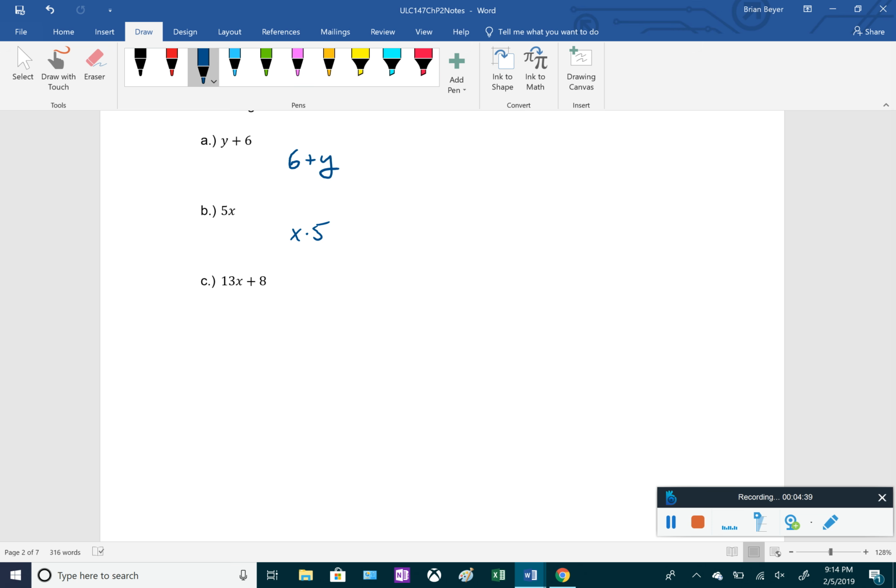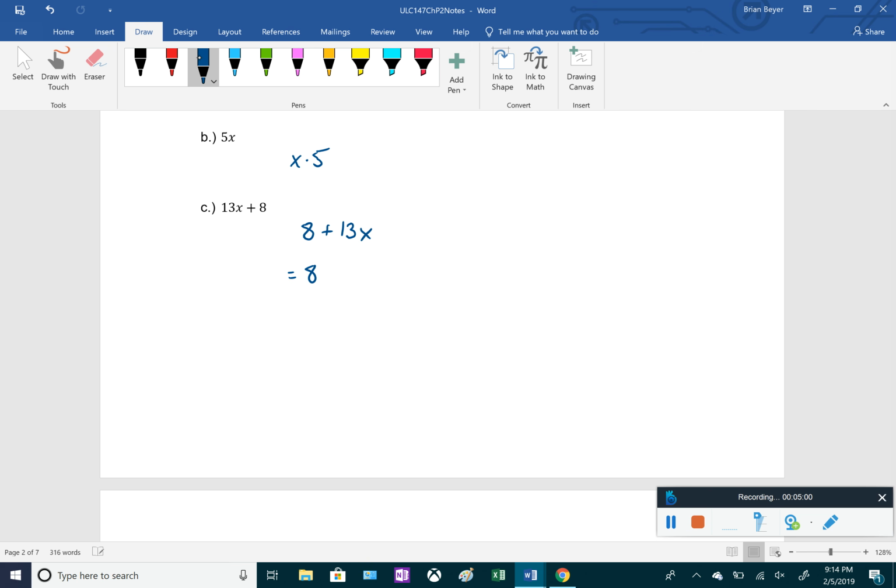So we're never really going to write it like that, x times 5. It's always just going to be 5x because it looks better, but they mean the same exact thing. Lastly, 13x plus 8. So let's use the commutative property of addition and make it 8 plus 13x. So I'm going to use the commutative property of multiplication for that second term and make this 8 plus x times 13.